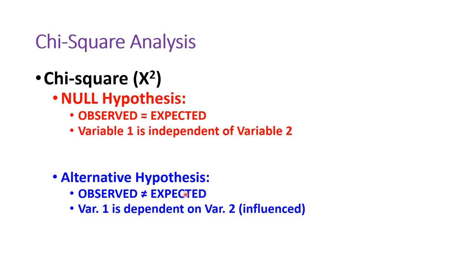Again, the null hypothesis is that the observed values are not different from the expected, right? So observed equals expected, or in the case of the question we're actually asking, variable 1 is independent of variable 2, because we're testing for independence. The alternative hypothesis is that the observed does not equal the expected, or that variable 1 is dependent on or influenced by variable 2.